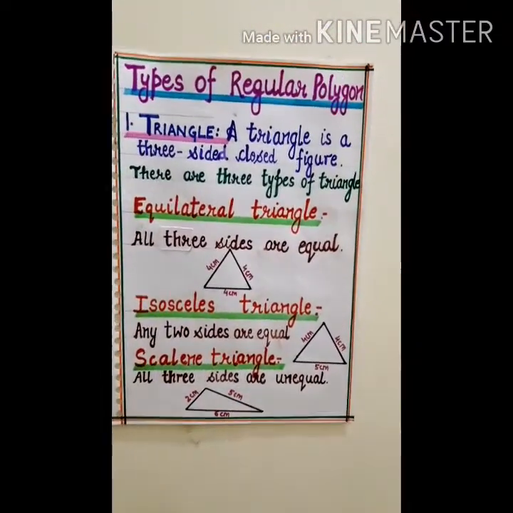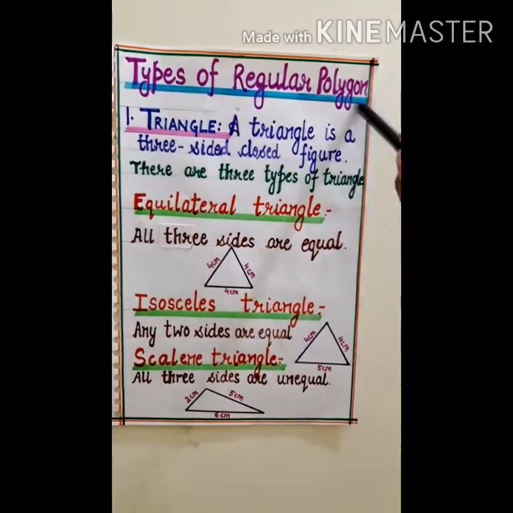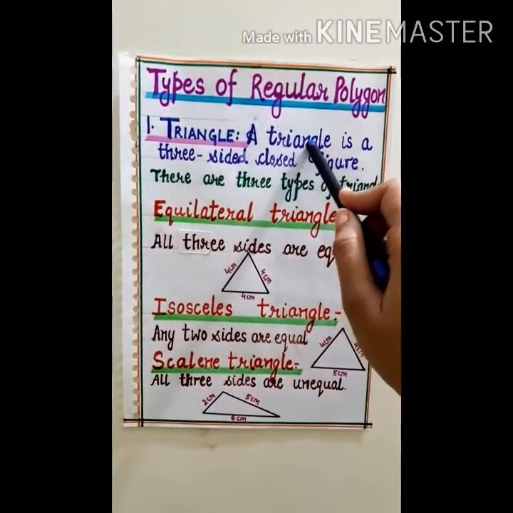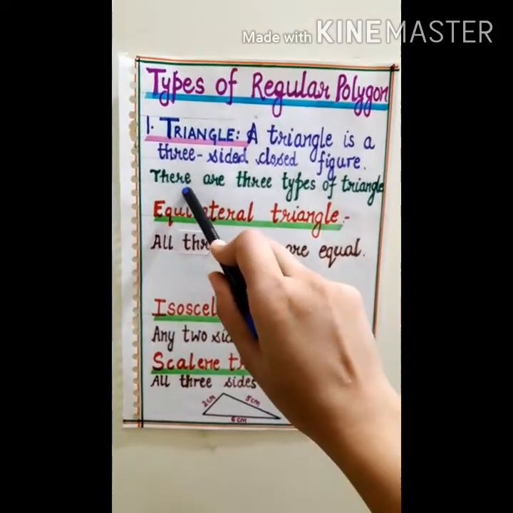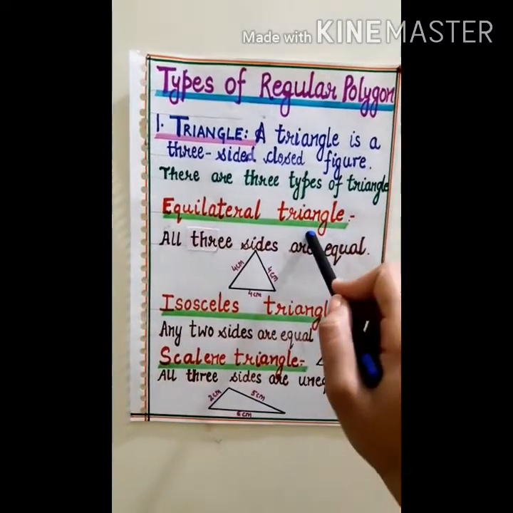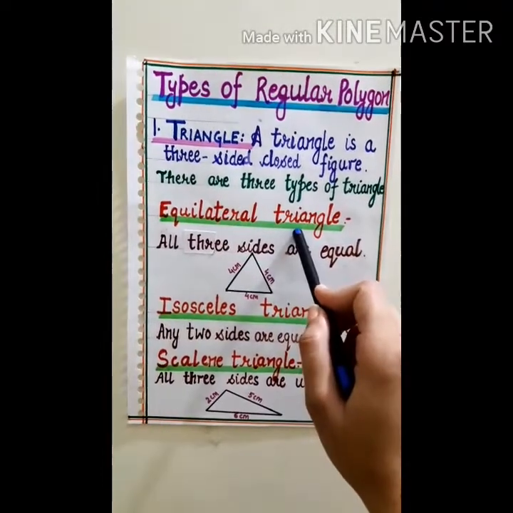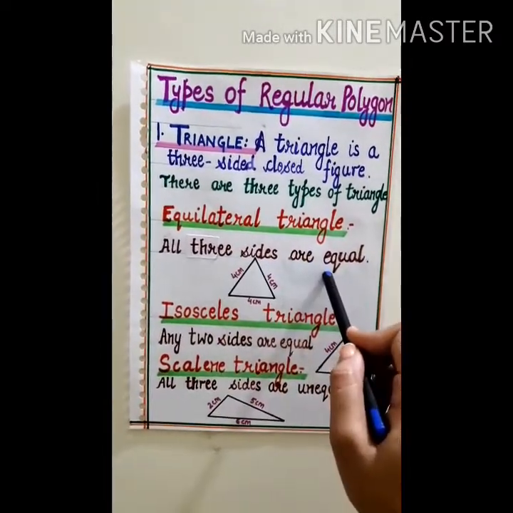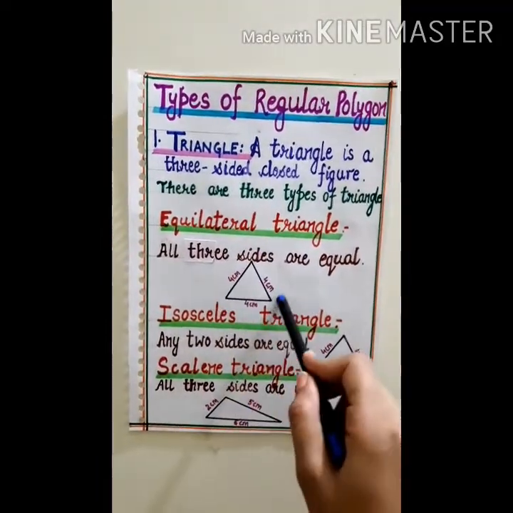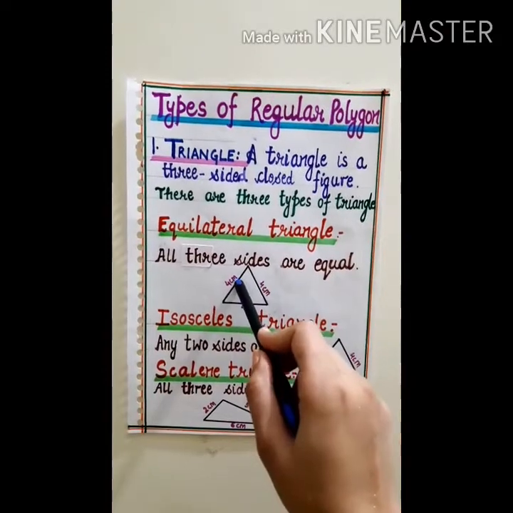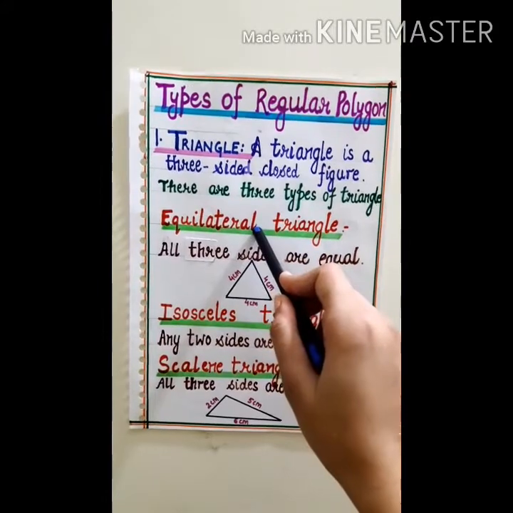Now let's talk about types of regular polygon. We have 2 types of regular polygon. First is the triangle. A triangle is a simple closed figure made by 3 line segments. Here we have 3 types of triangle. First is the equilateral triangle. Equilateral means equal in length. So the triangle where all the 3 sides are equal in length is called an equilateral triangle. Here you can see that this triangle is made by 3 line segments and the length of each line segment is the same. So this type of triangle is called an equilateral triangle.